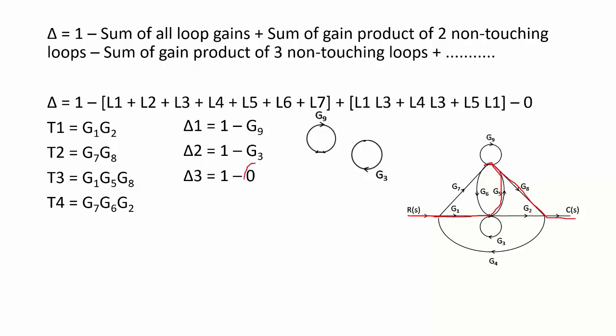Likewise, if you look at the forward path T4, that is G7, G6, G2. Again, carefully observing, we see that there is no part of the SFG which does not touch T4, and hence again you have delta 4 given as 1 minus 0.